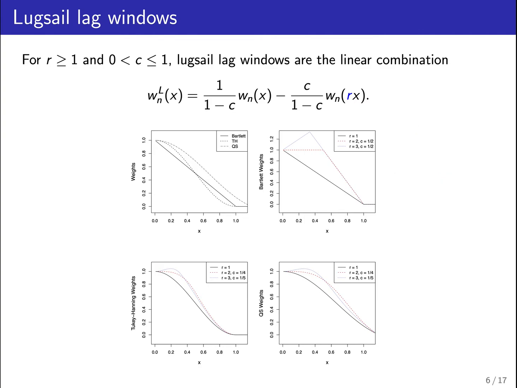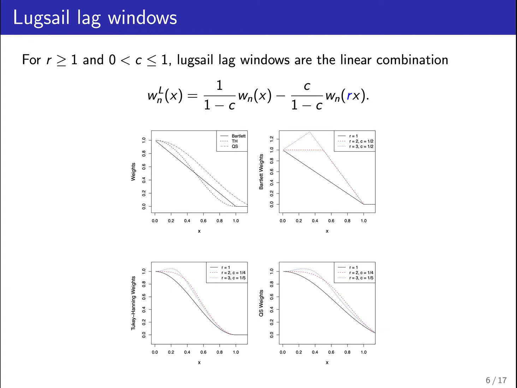Similarly, for the Tukey-Hanning lag window, we can look at what r equals 1 does, which is the standard lag window. And then we can look at, for example, r equals 2 and c equals 1 over 4, and that brings in a slight change. It doesn't make it go above 1, but it slightly flattens it out. But if I set r equals 3 and c equals 1 over 5, it actually increases it over here a little bit. So if I draw a line over here at 1, we can see it uplifts it slightly above 1 in an effort to overweight the covariances, and similarly for the QS lag window as well. Right?